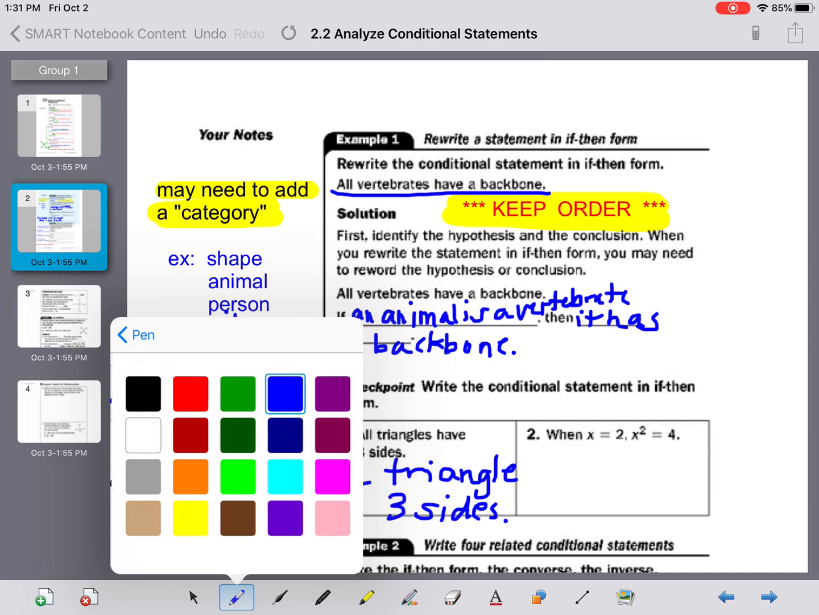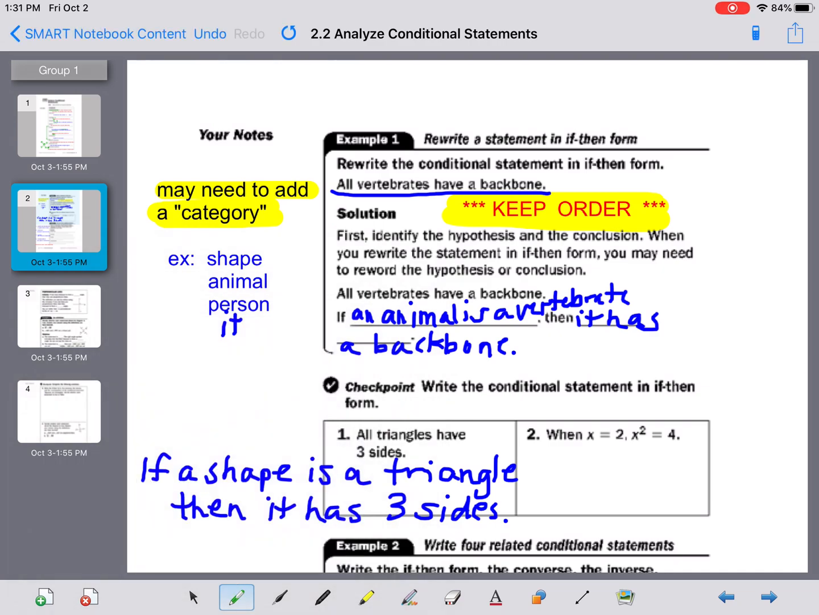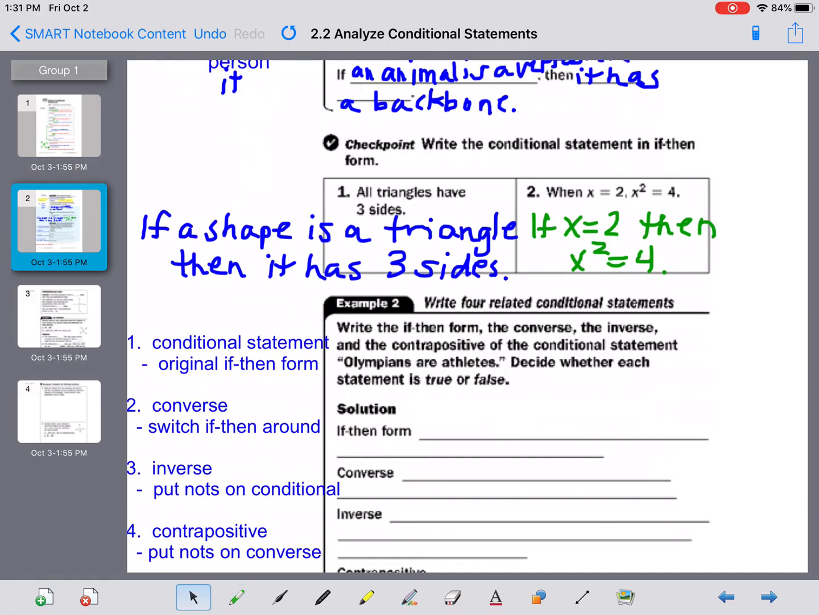All right, second one here, and these algebra ones go a lot faster. When x equals 2, x squared equals 4. So I'm just going to change when to if: if x equals 2, then x squared equals 4. Okay? So if, then, keep the information in the same order they give it to us in. Okay? So those are conditional statements. Those are the first ones, our if-thens.